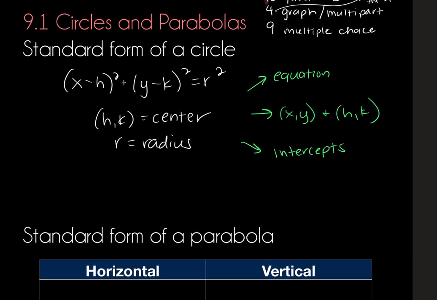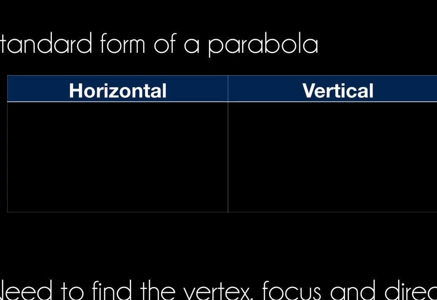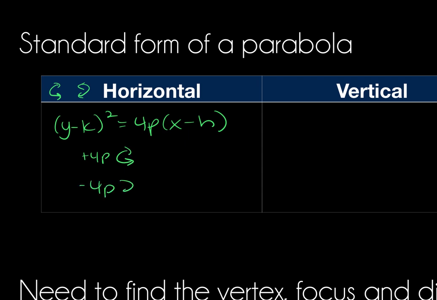Questions on circles? Okay, then came parabolas. Parabolas have 2 different types, a horizontal or a vertical. Horizontal means it opens to the right or to the left. This is a y is squared. So y minus k squared equals 4p times x minus h. Positive 4p points to the right, negative 4p points to the left.